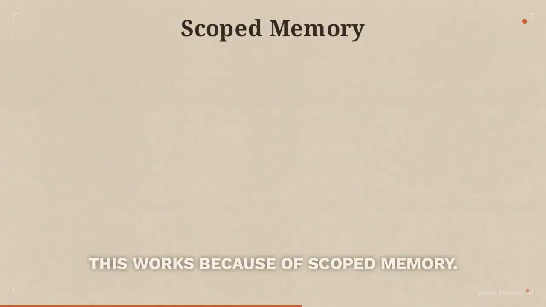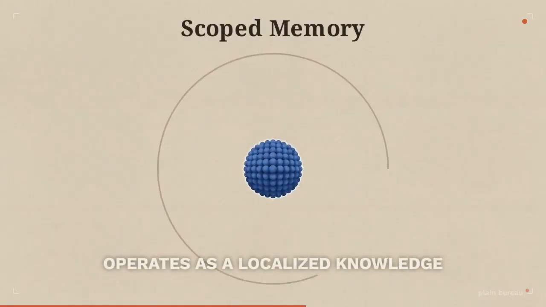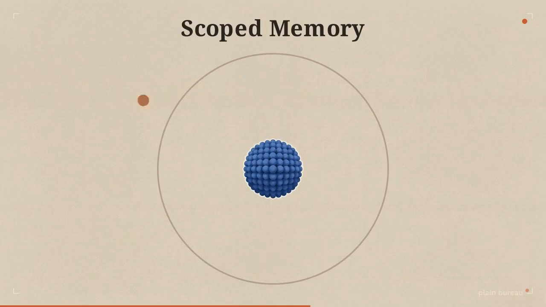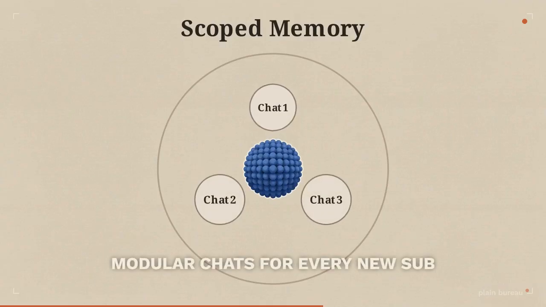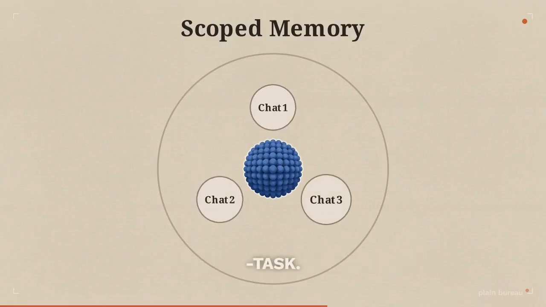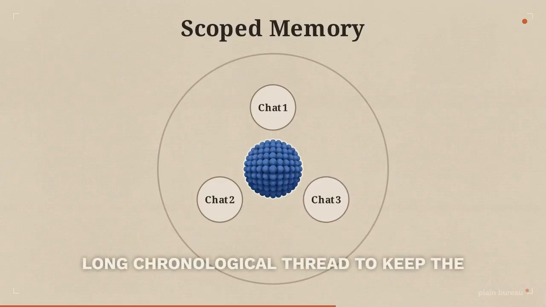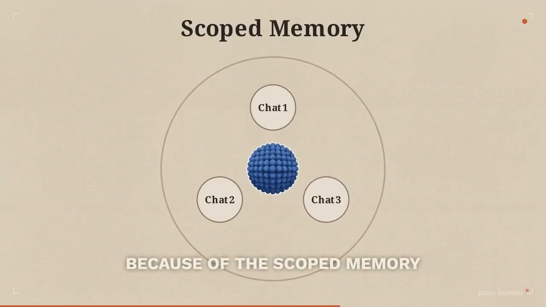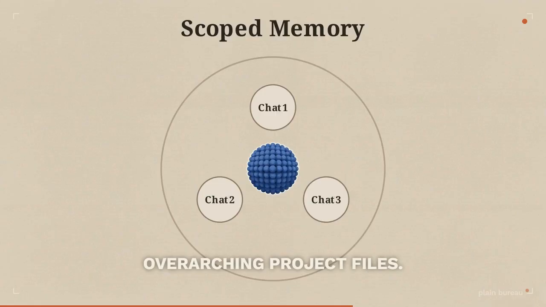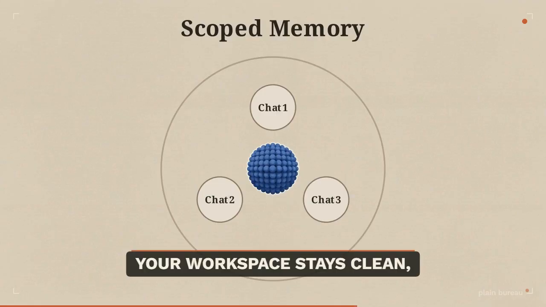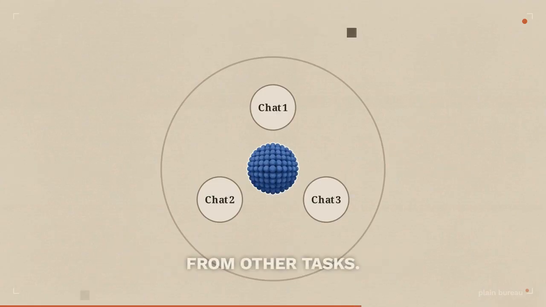This works because of scoped memory. The project operates as a localized knowledge base, isolated from your other account interactions. This isolation enables Habit 3, opening fresh, modular chats for every new subtask. You no longer need to rely on a single, long chronological thread to keep the AI on track. Because of the scoped memory architecture, every fresh subtask instantly inherits the overarching project files. Your workspace stays clean, with 0 data bleeding over from other tasks.